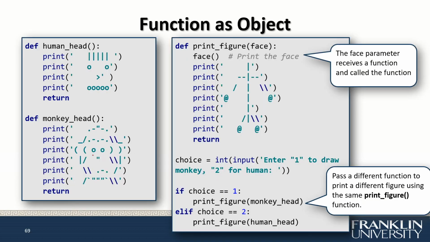This can make a very interesting program. In this program, I have a print head, a human head, and a monkey head, and then the print figure, where the face is a function object. So in this program, I will ask the user to enter 1 to draw monkey, 2 for human, and then print figure and pass in different heads. And let's see how this program works.